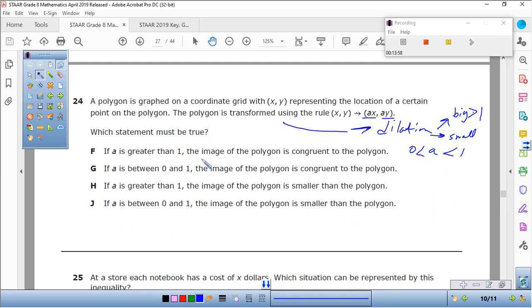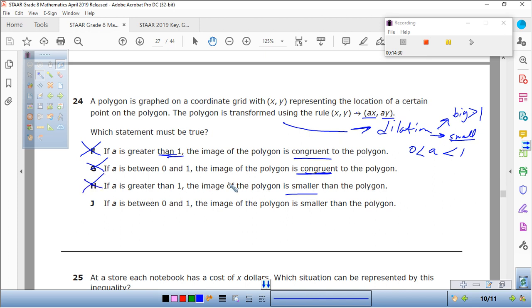So if A is greater than 1, the image is congruent. What does it mean to be congruent? The same. If it's greater than 1, what do we say? It gets bigger, so that one's out. If it's between 0 and 1, the image of the polygon is congruent. Congruent means the same size. I just said if it's between 0 and 1, it gets smaller, so that one's out. But if it's greater than 1, it gets bigger. This one says greater, then it gets smaller. That one's out.